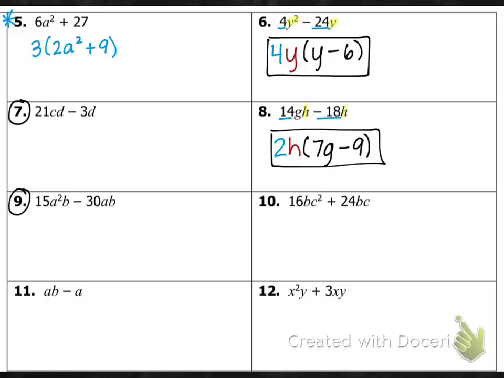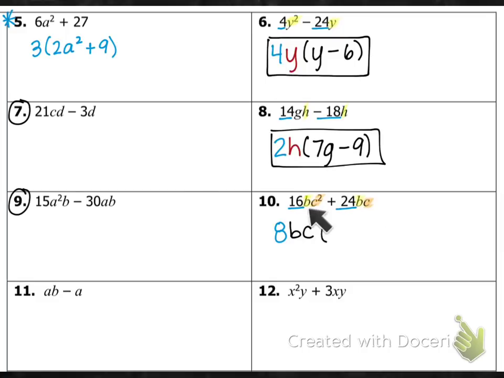Okay, I want you to try 9. Let's look at 10. So 16 and 24, what do they have in common? So if you say 4 or 2, you're right, but they have something even greater in common. Remember, it's the GCF, the greatest common factor, which is an 8. Let's look at the variables. We have b and b, so a b can come out of both of them. And then c squared and c, we always take the lowest exponent, so we're going to take out a c.